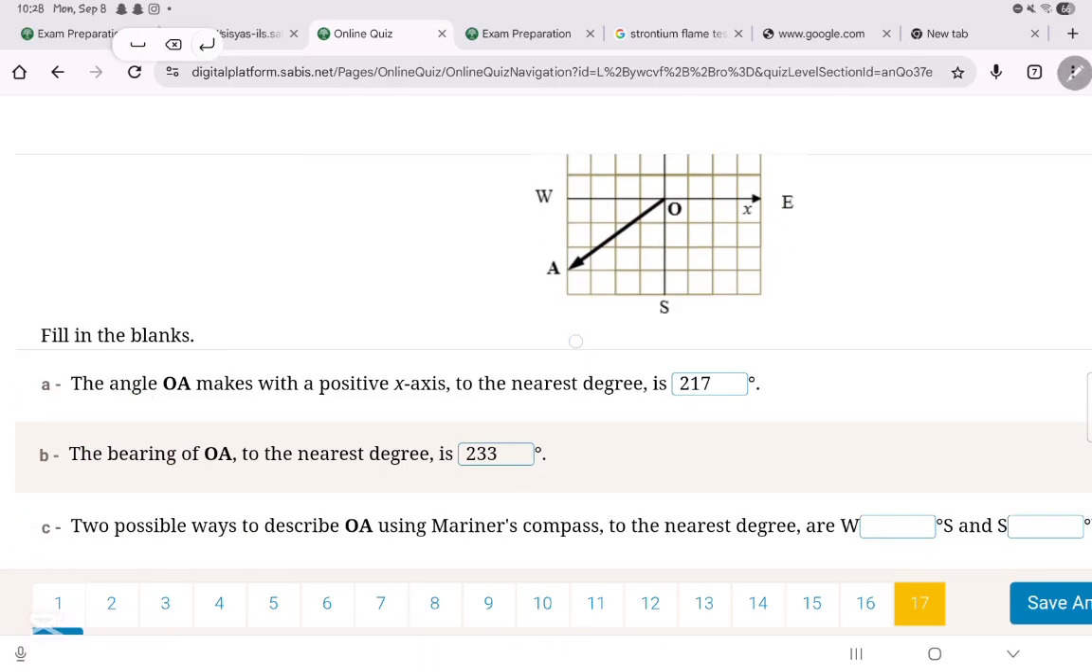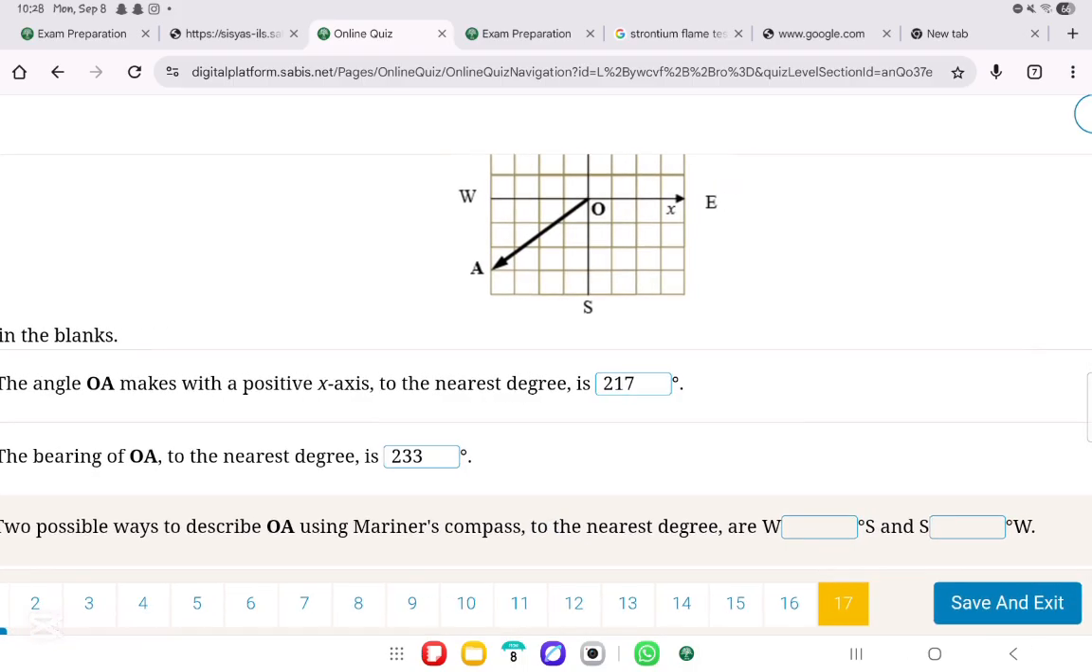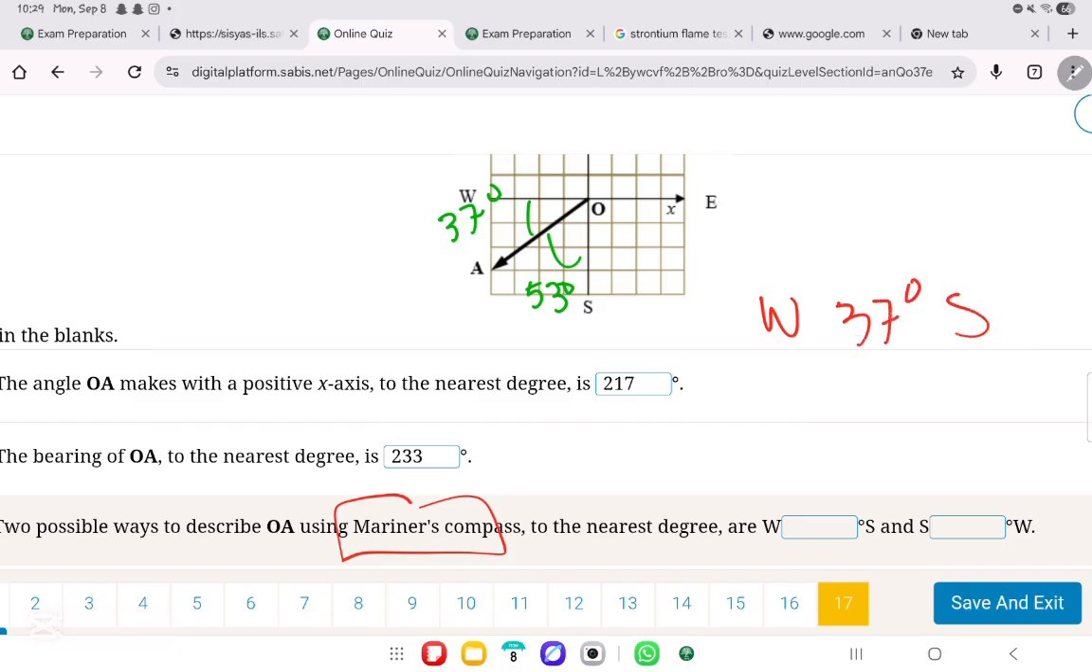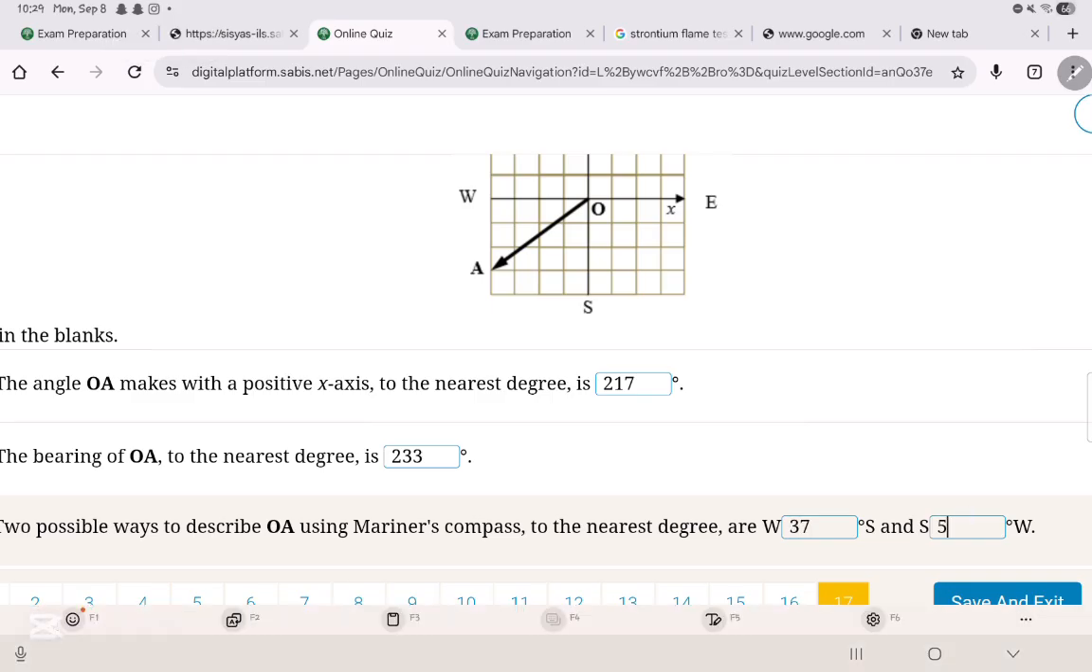Two possible ways to describe OA using Mariner's compass to the nearest degree. Okay, again, we have that this was 37 degrees and this was 53 degrees. They want us to use Mariner's compass to write the angle. So you can either write it as west, then what's the angle directly after west? 37 degrees south, okay? Or you could directly write it from south. And what's the angle directly after south? 53. So south 53 degrees west. So this is 37. And this is 53.